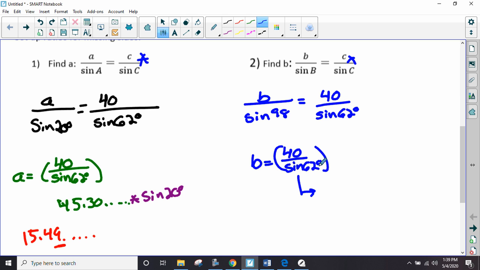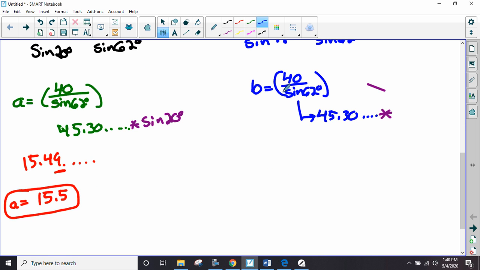40 over sine 62. This gives me 45.30. Again, I'm going to multiply this by the sine of whatever is under here, what we're looking for, so times sine 98. I did multiply this by the sine of 98.